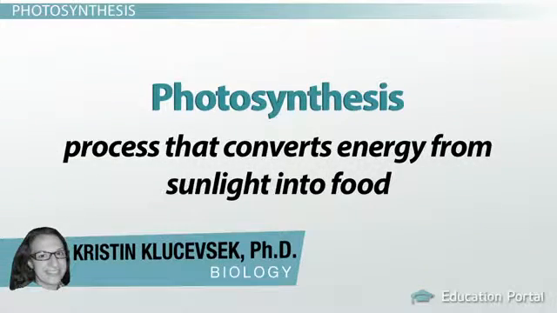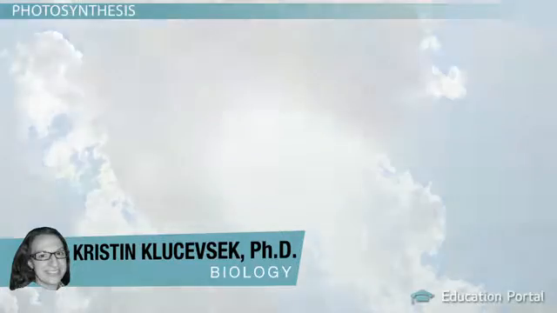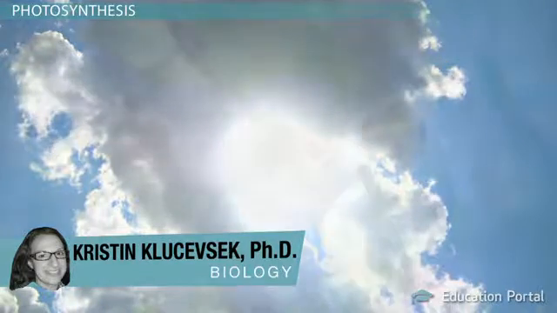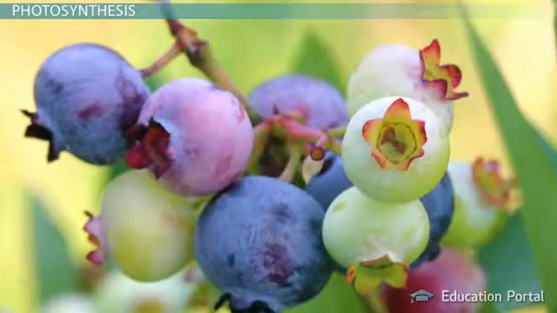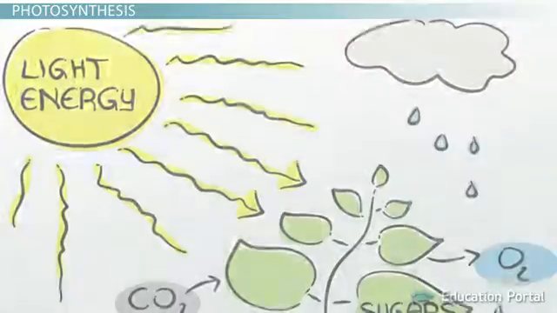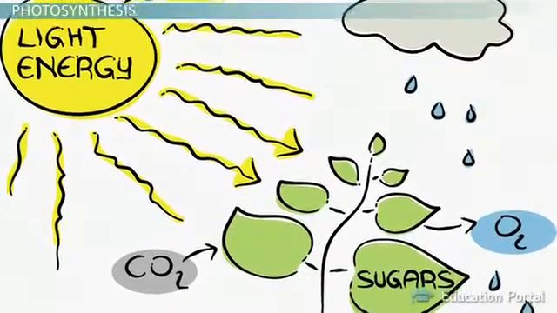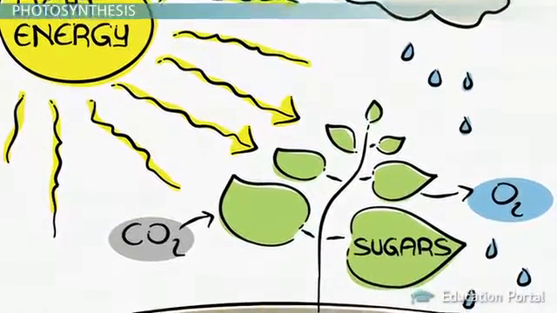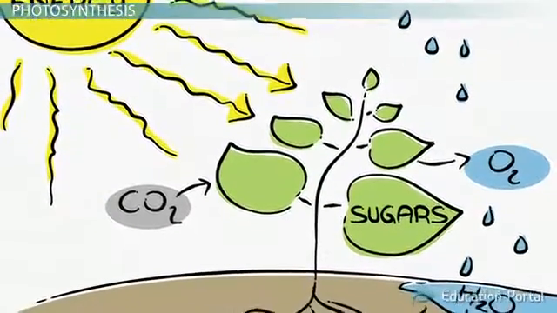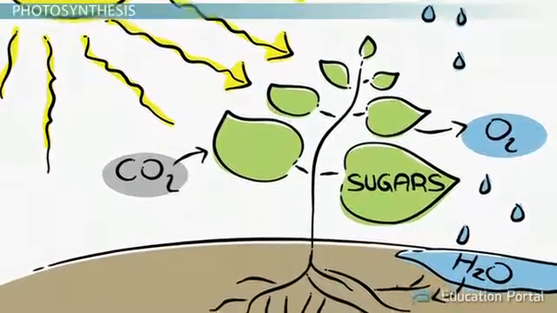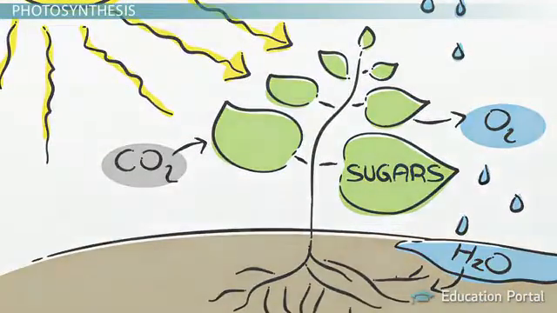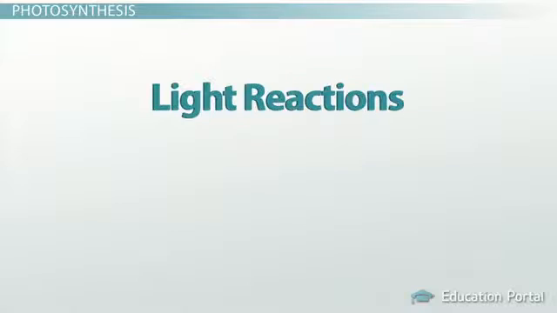Photosynthesis is the process that converts energy from sunlight into food. Photosynthesis feeds the world, taking rays of sunlight and turning it into food on your plate, which is a few steps in between. Remember that in photosynthesis, light energy, carbon dioxide, and water are used to produce glucose or sugar and oxygen.